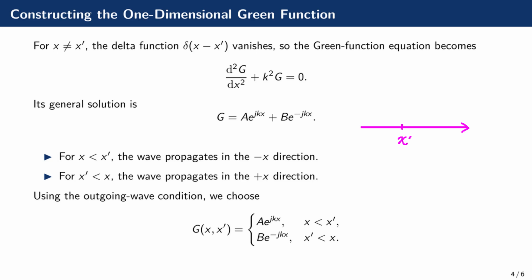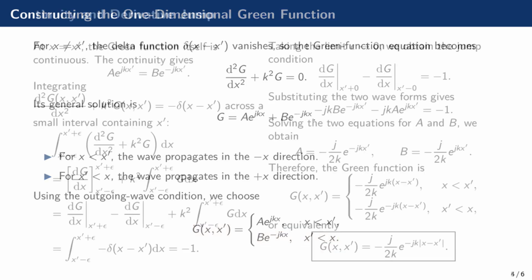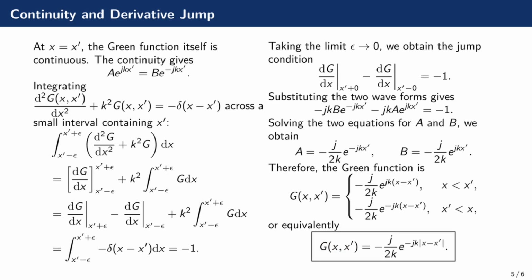So, the physical interpretation tells us which wave should be chosen in each region. There is a source at x equals x prime, so the solution must describe waves propagating away from that source. For x less than x prime, the wave propagates in the minus x direction. For x greater than x prime, the wave propagates in the plus x direction. Therefore, the green function has one form on the left side of the source and another form on the right side. The constants are determined by two conditions.